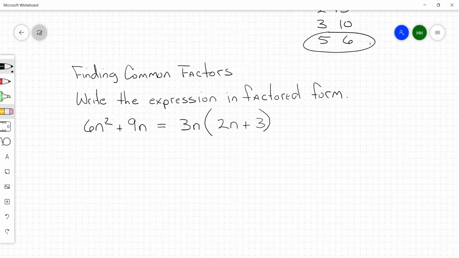And you can always check these, because if you just take your factored form now and you do the distributive property, 3n times 2n is 6n squared, and 3n times 3 is a positive 9n. So as long as you can do the distributive property at the end and get the expression that you started with, then you have factored correctly.